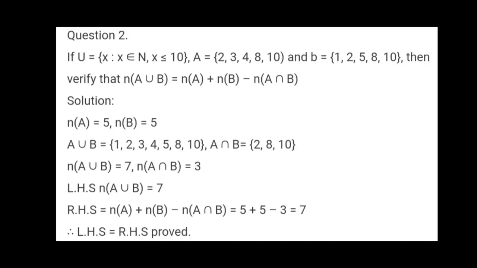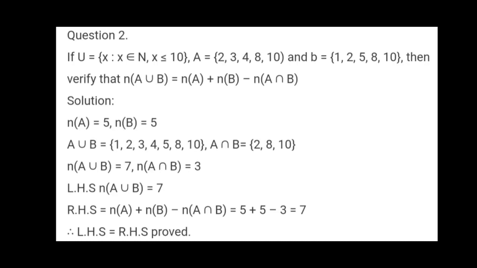And when we compare, left hand side n(A union B) equal to 7, right hand side value n(A) plus n(B) minus n(A intersection B) is 7. So hence proved.